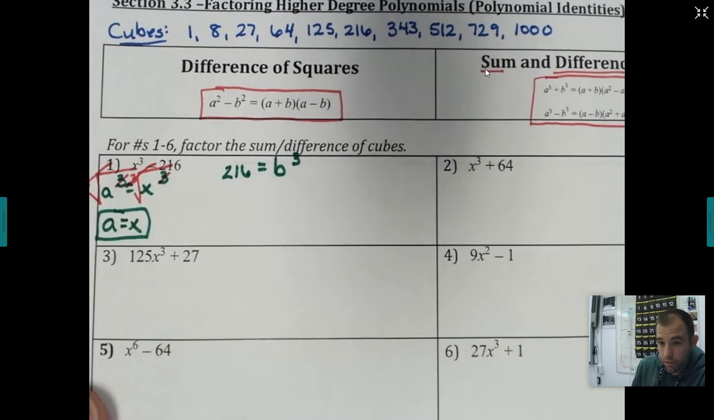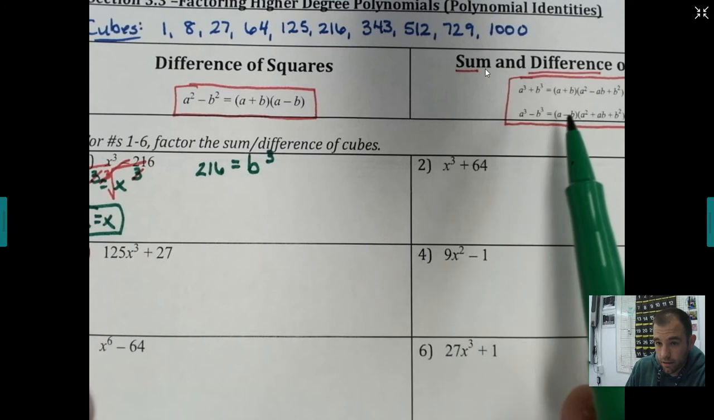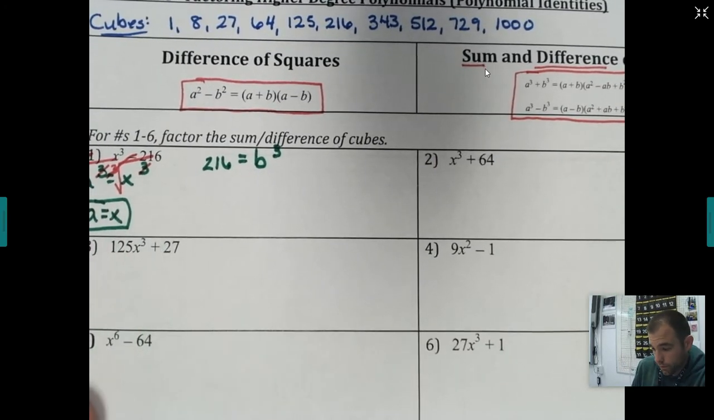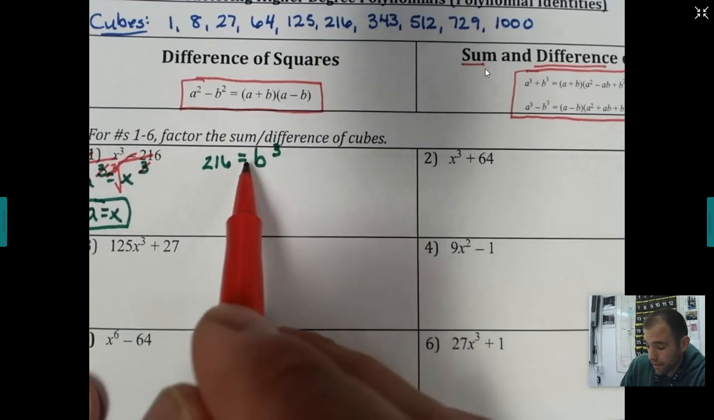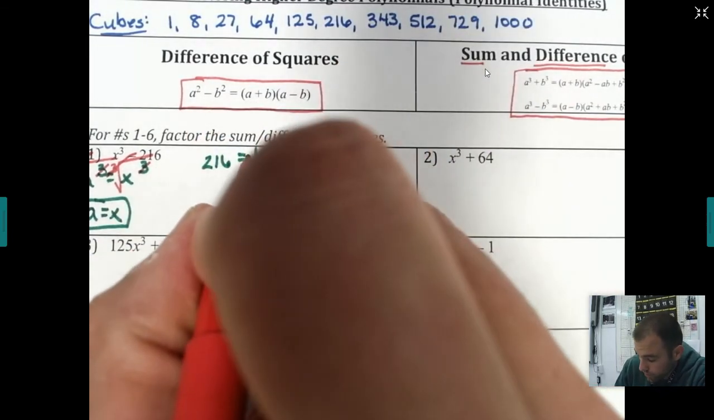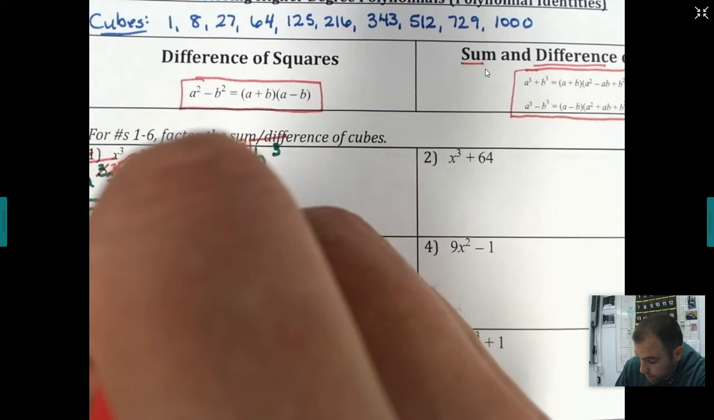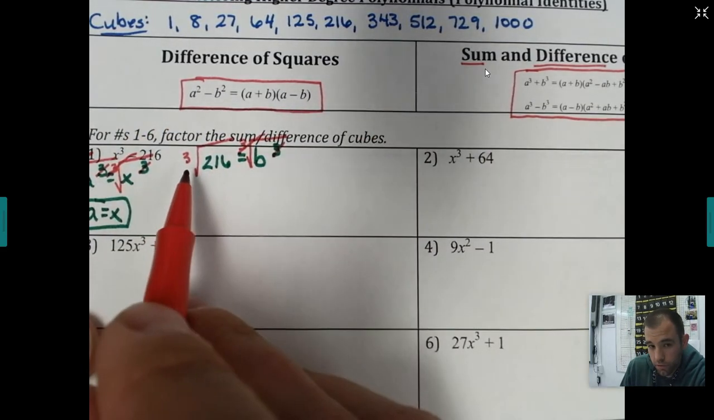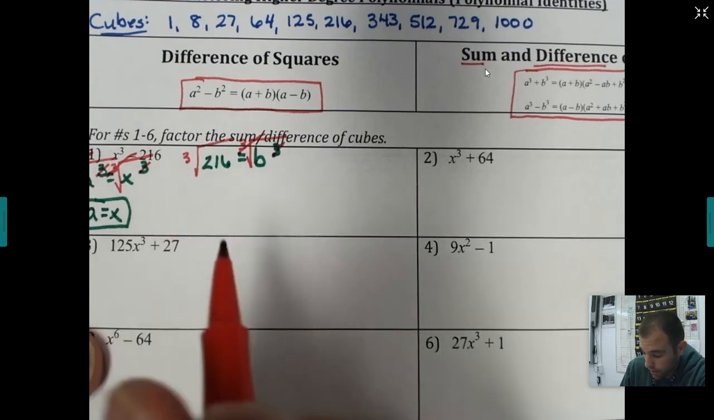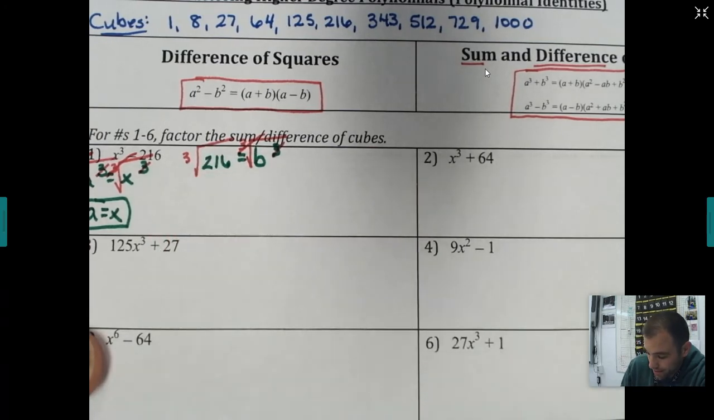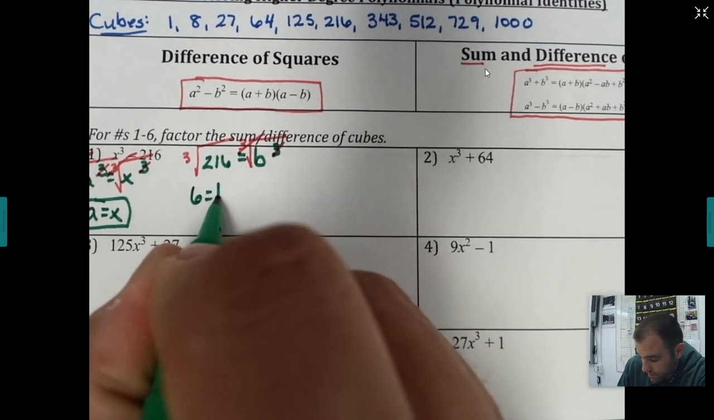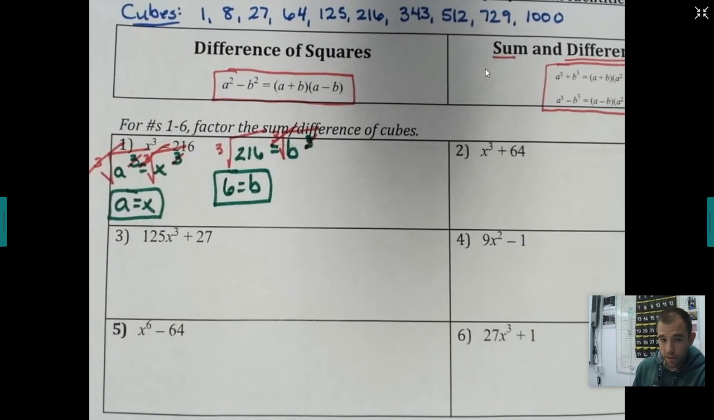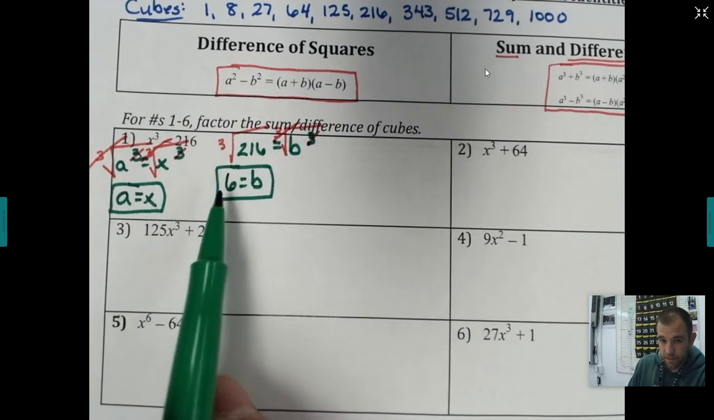So now I know that wherever I see an a in this formula up here, I'm going to put x in its spot. I'm going to do the same thing with this. I have to get rid of that cube, so I'm going to cube root it. This is where your calculator will come in handy. If you did the cube root of 216 in your calculator, you would get 6. So that means 6 equals b. So now I know what a and b are: a is x, b is 6.